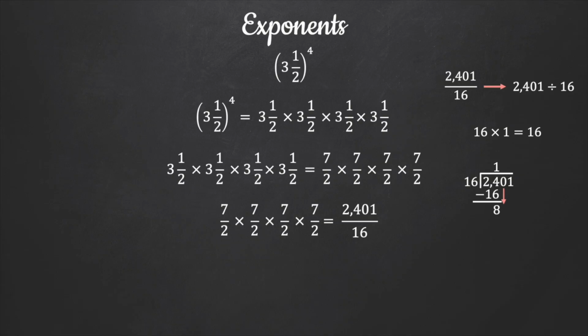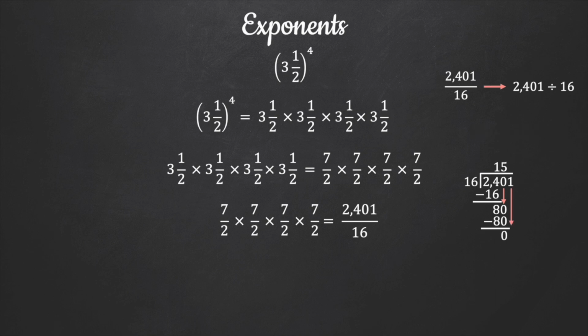So what we're going to do next is bring down the following digit. So we bring down the 0, and now we have 80, and we ask ourselves, how many times does 16 go into 80? Well, 16 goes into 80 5 times, because 16 times 5 is equal to 80. So we're going to go ahead and subtract by 80. 80 minus 80 is equal to 0.